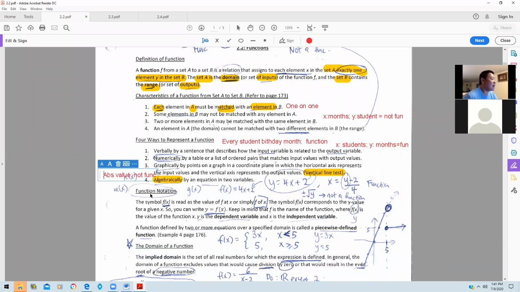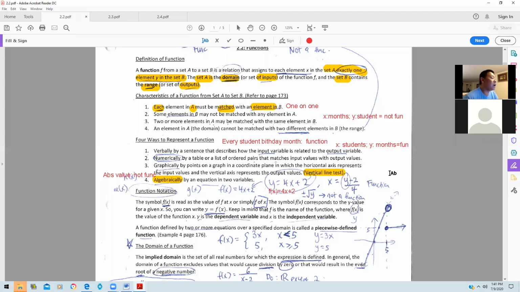Function notation: we use the symbol f of x. Okay, so this is a major one. F stands for the function, x stands for the variable. We call it f of x. And I just want to point out to you that f of x is the same thing as y equals. So here, we know y equals 4x plus 2 is a function. I can change that y to become f of x. So the new function is f of x equals 4x plus 2.